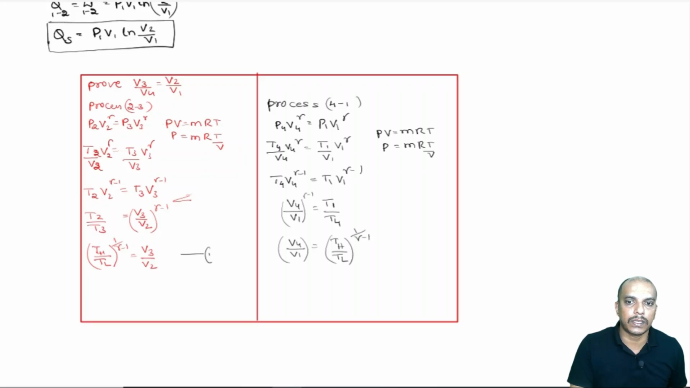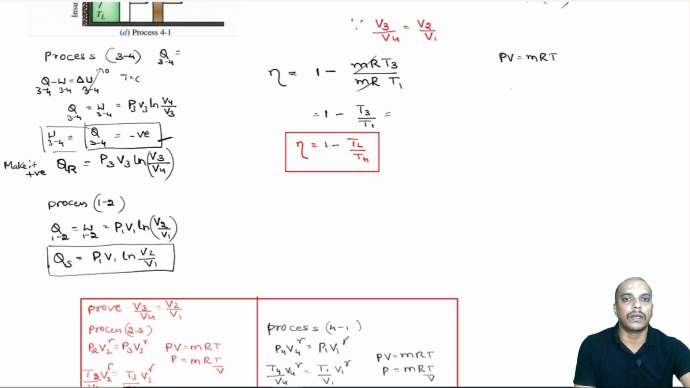Now look at these two expressions, 1 and 2. What we have is that TH by TL is common, right? So therefore from 1 and 2, we can write that V3 by V2 is equal to V4 by V1. We wanted to prove V3 by V4, so we send this to the other side: V3 by V4 is equal to V2 by V1. Okay. So hence we have proved that this ratio can be cancelled out in our expression.